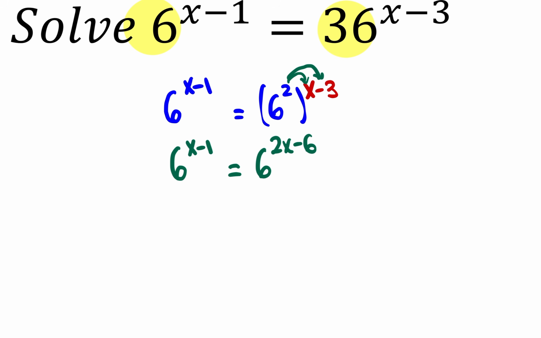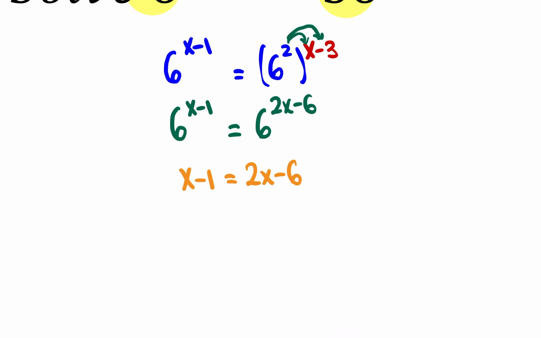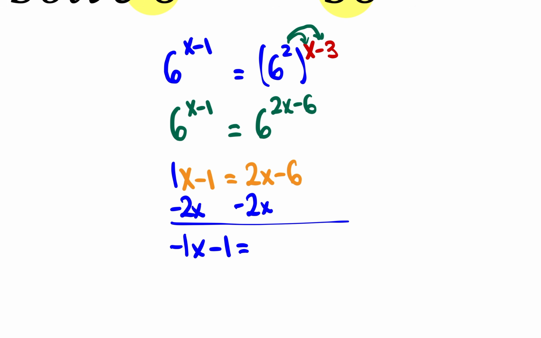Now, we notice that we have the same bases, hence we set the exponents equal to each other. So I have x minus 1 is equal to 2x minus 6. I then move all the variables to the left-hand side. So minus 2x, minus 2x. On the left-hand side, we have 1x minus 2x, which will give us negative 1x. Minus 1 is equal to negative 6.